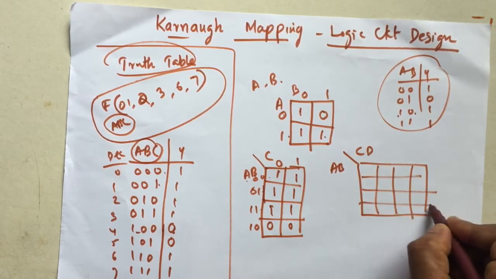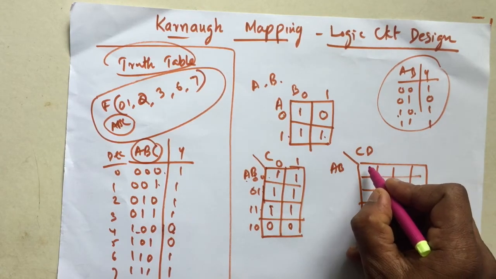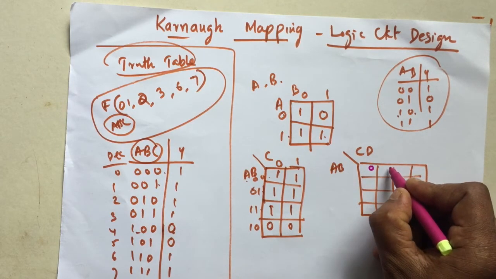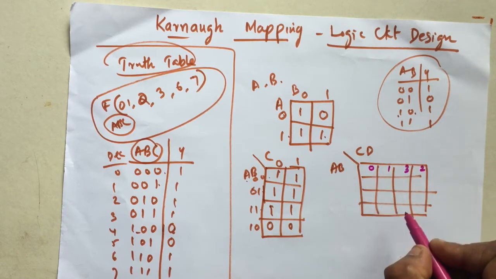So this is it. Now I will tell you a trick for entering values, that means how to enter the values into the cells. In the corner, I will start with 0, 1, 2, 3. See, I skip the third column.